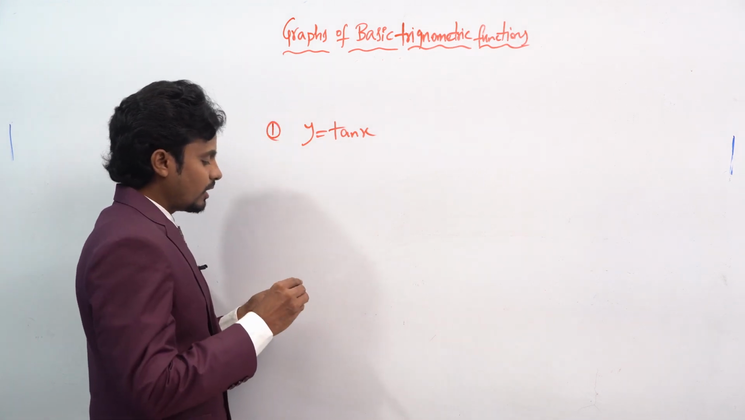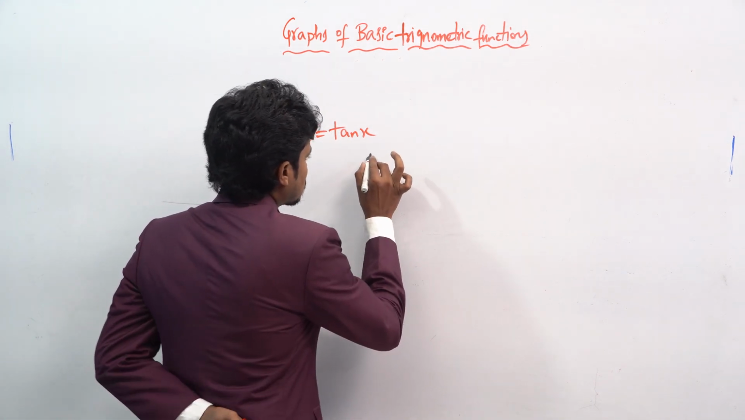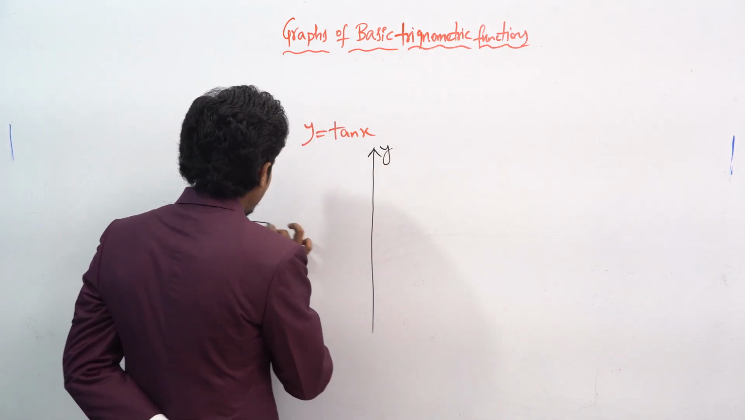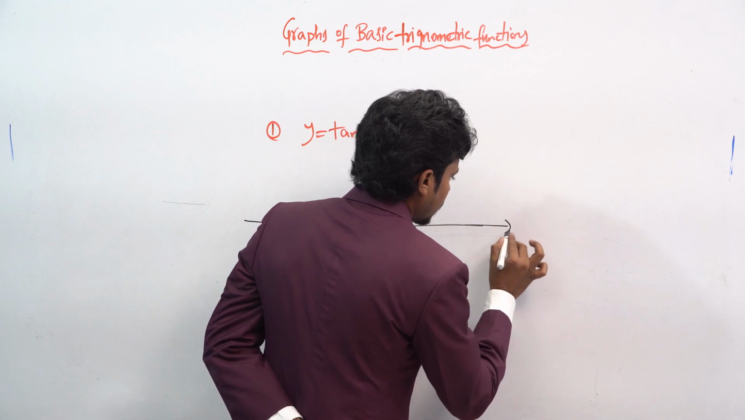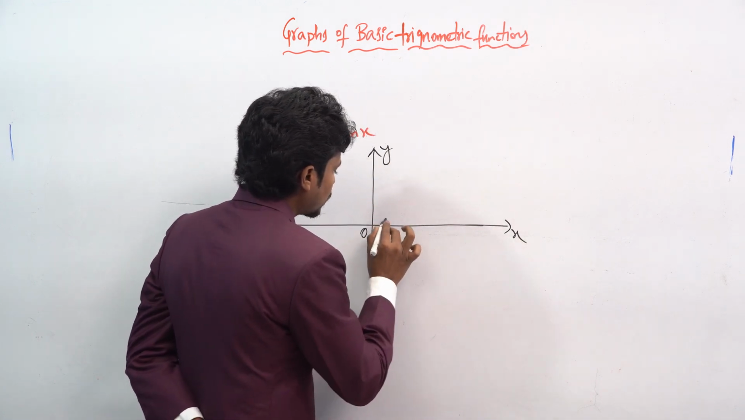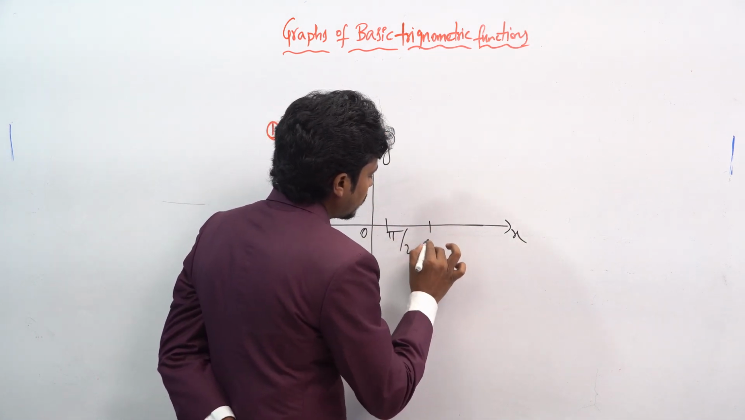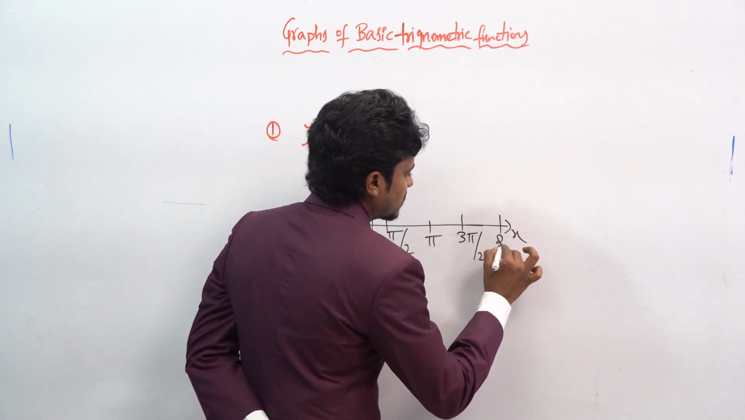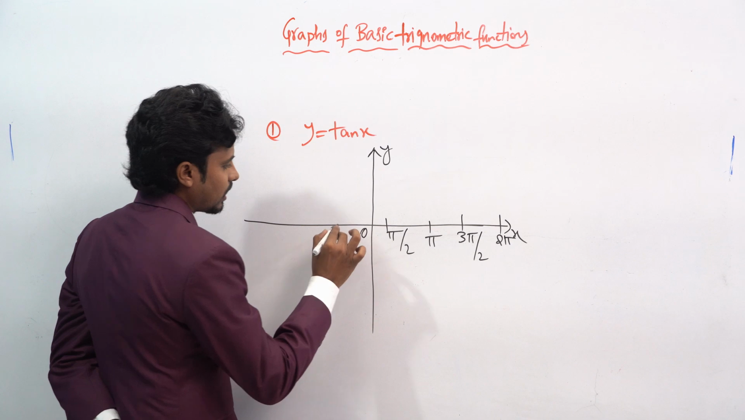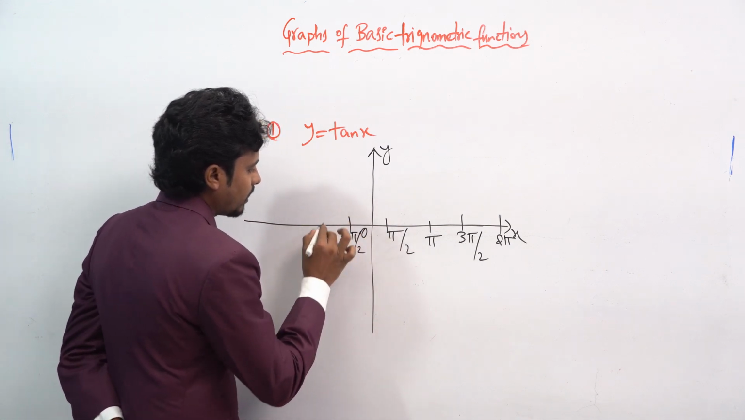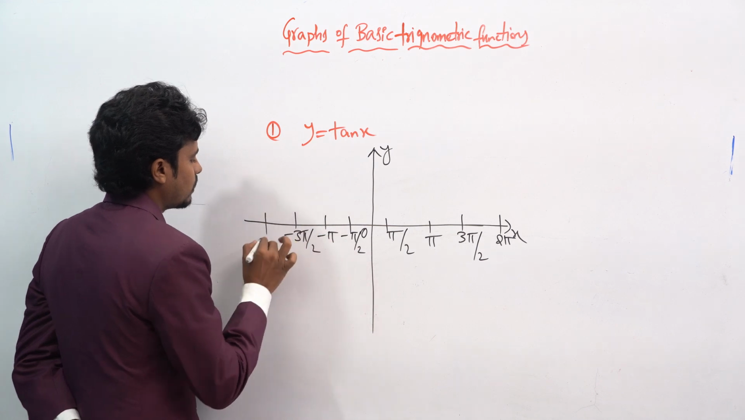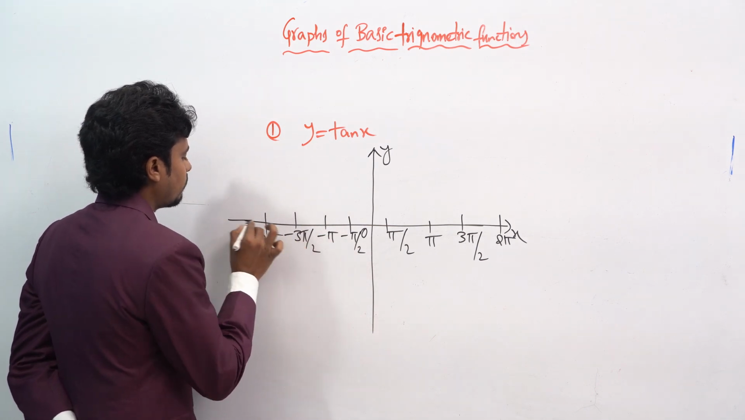For example, if you see, this will be the y-axis and this will be the x-axis, and this will be 0 and this will be pi by 2, pi, and here this will be 3 pi by 2 and here this will be 2 pi, and here also this will be minus pi by 2, minus pi, here minus 3 pi by 2 and here minus 2 pi.